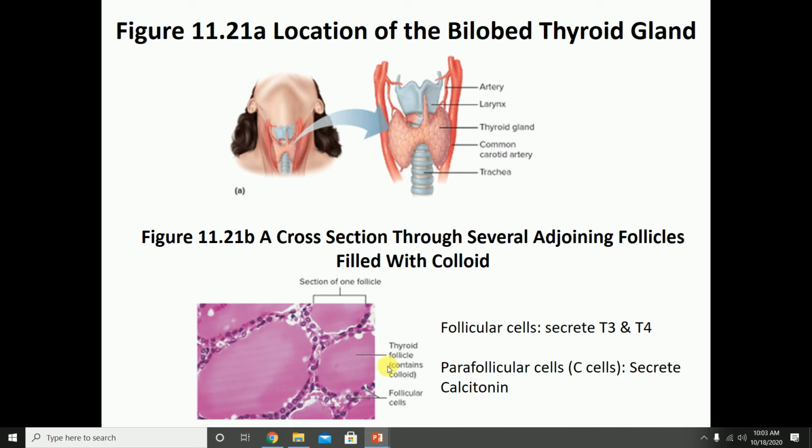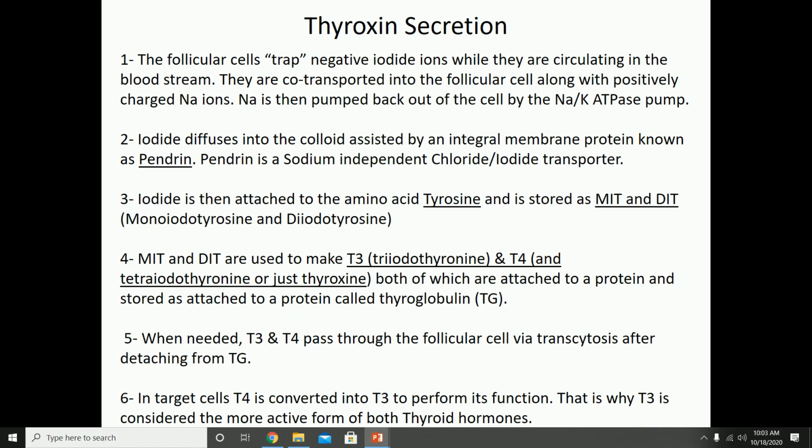We store thyroxine in that colloid that is found within the follicles. So how do we make thyroxine? The follicular cells, so I'm going to talk about it here, and then we'll go to the image in the next slide to better understand it again. So your follicular cells are going to trap negative iodide ions. T3 and T4, the numbers 3 and 4, actually tell us how many iodide ions are found in there.